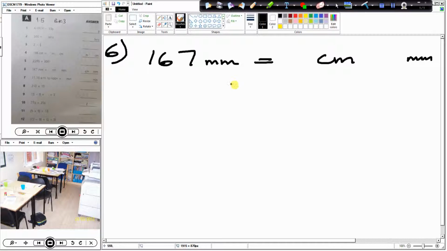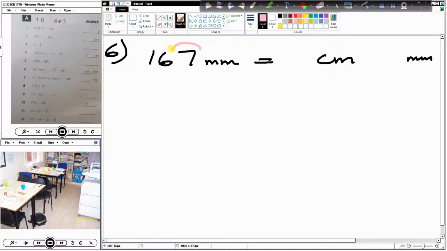Okay, 167 millimeters. We want to change it to centimeters and millimeters. What do we do? First of all, to change millimeters into centimeters, we have to divide by 10. So that gives you 16 whole centimeters and 7 millimeters left over. So 16 and 7, or as a decimal it will be 16.7. So that's the number of whole centimeters, and that's the number of millimeters that are left over.